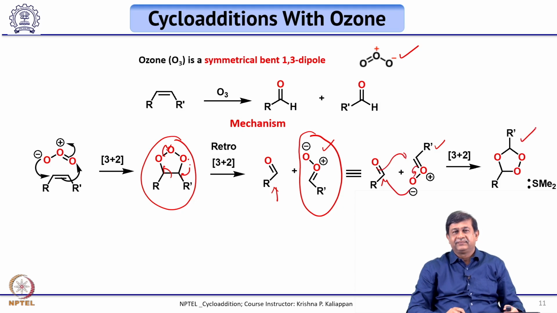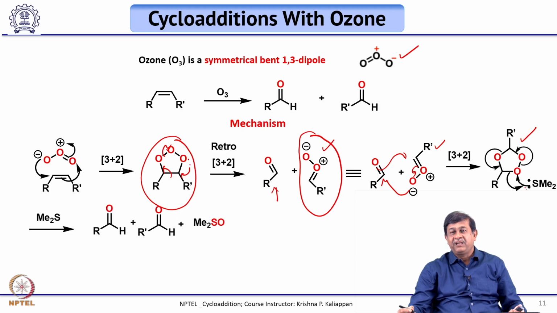Now ozonide, again it's unstable, so you have to cleave the ozonide. So what you do, you can treat with dimethyl sulfide, which has a lone pair, and this dimethyl sulfide will attack one of the oxygen of the peroxide and breaks the oxygen-oxygen bond, and in the process what you get is 2 aldehyde, and dimethyl sulfide becomes dimethyl sulfoxide. The dimethyl sulfide takes the extra oxygen and becomes dimethyl sulfoxide.